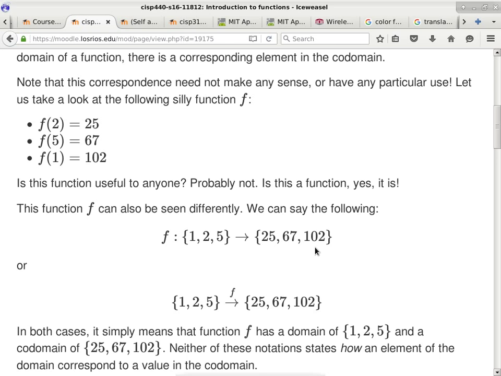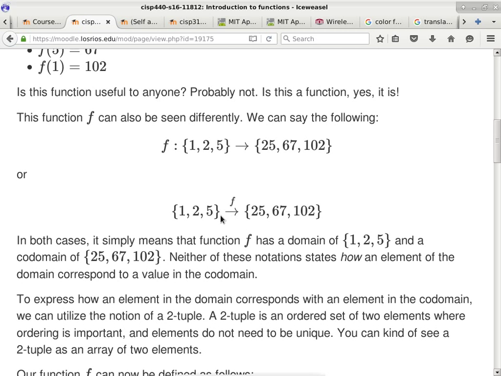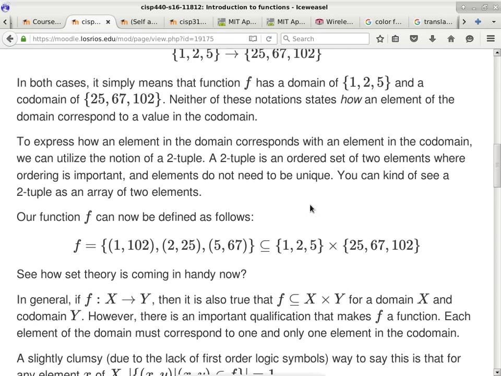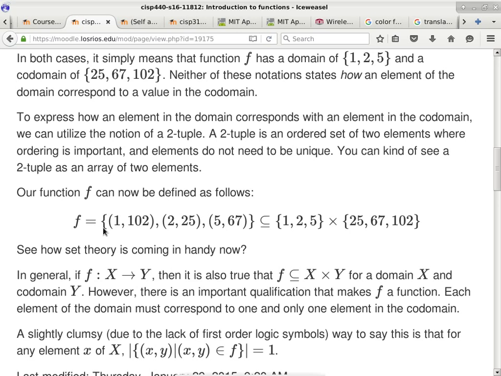So the other notation is this one. It's just harder for me to type, so I don't use it as much. It says {1, 2, 5} as a set maps through function f to {25, 67, 102}. Because ordering doesn't matter, if we only had that notation, we wouldn't know what 1 maps to? That is correct. It does not tell you the actual mapping. It just tells you what the domain and the codomain are, but it doesn't tell you exactly how it is mapped. All right, so given this, if I want to tell you the exact mapping, this is how I would do it.